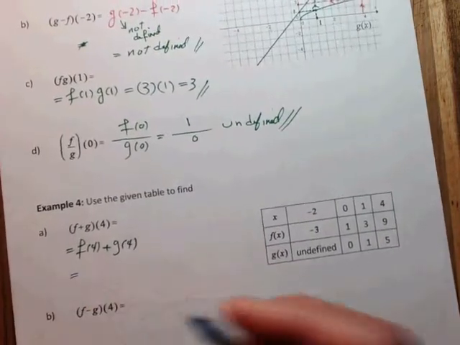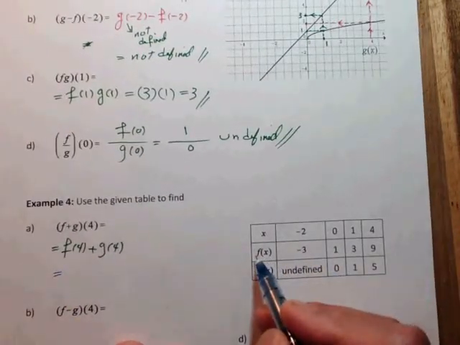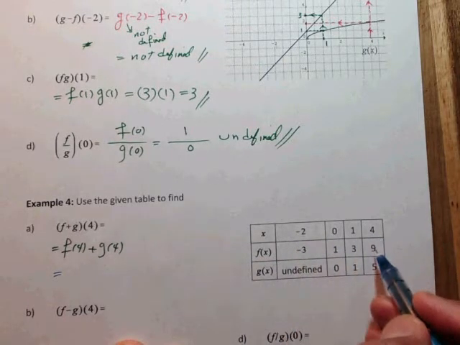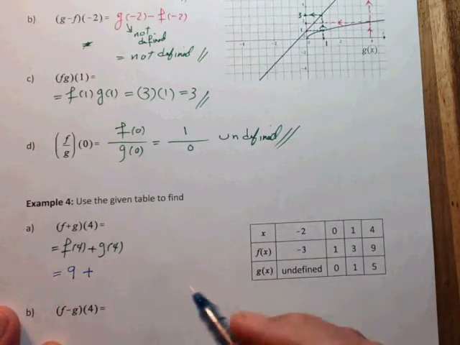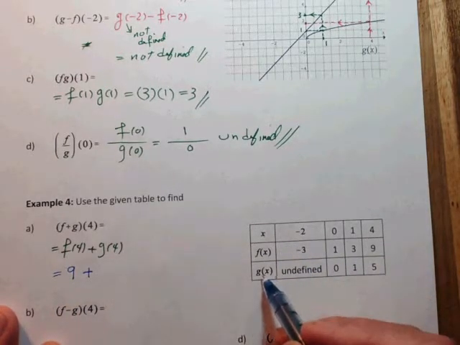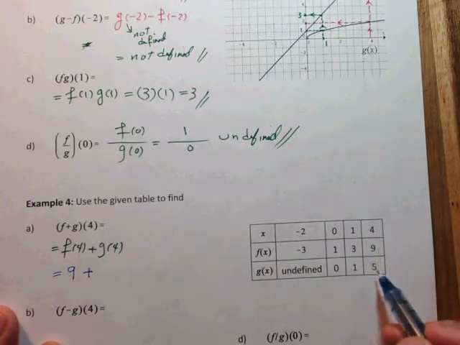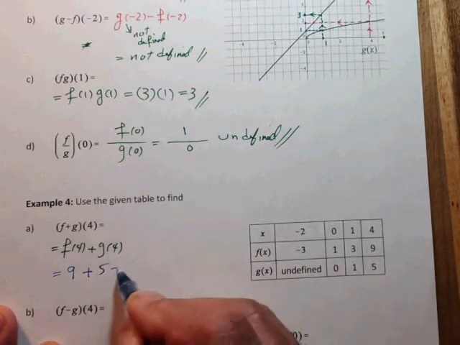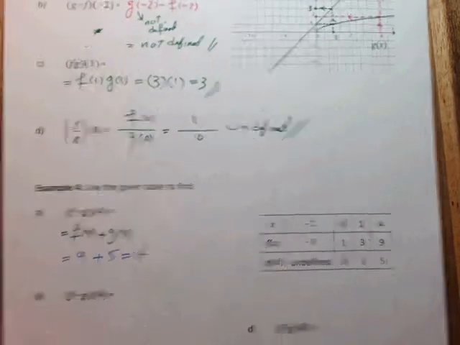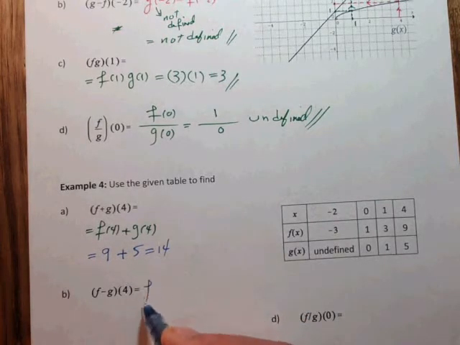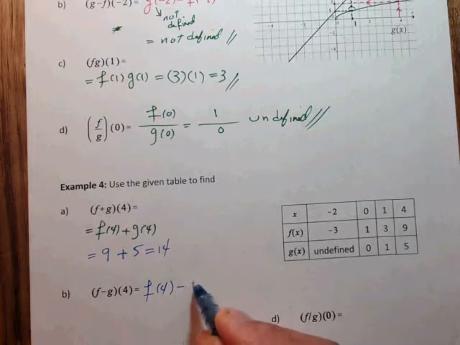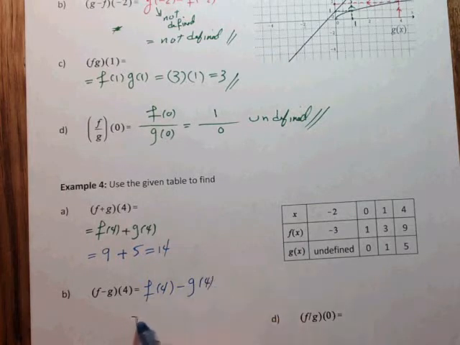This is equal to f of 4. You see, this is f. If I go to 4, I get 9, plus g of 4. For g of 4, if I go to 4 for x, you get 5. So I get 14. F minus g at 4 is f of 4 minus g of 4. Of course, again, I have the same numbers. 9 minus 5, you get 4.